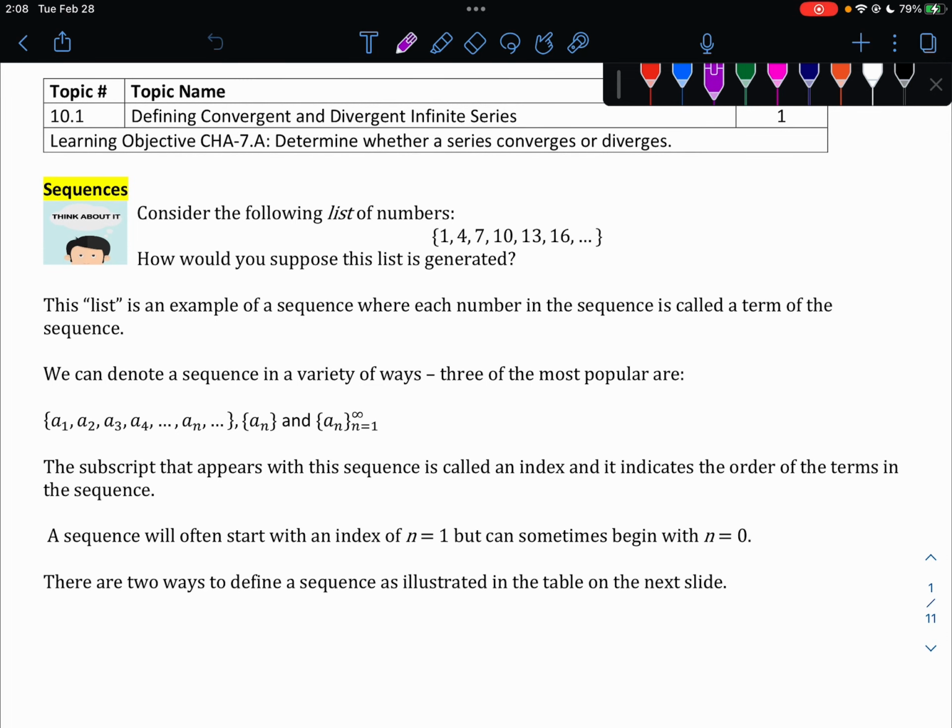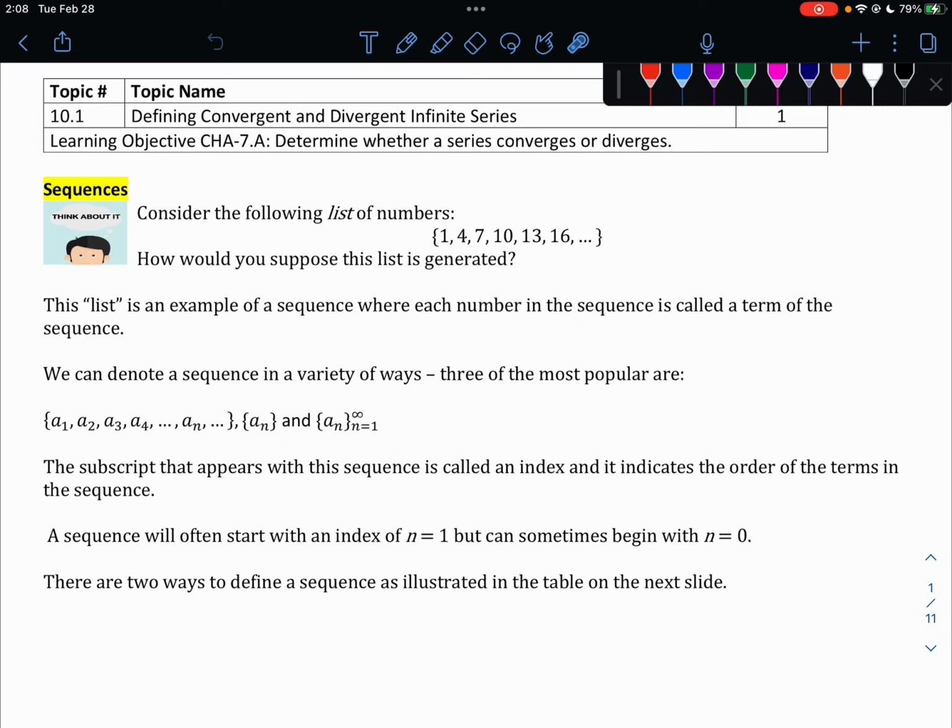Consider the following list of numbers that we see right here. How would this list be generated? This list is an example of a sequence where each number is called a term of the sequence. We can denote them in three different ways. Well, there's a lot of different ways, but these are three different ways we do that.